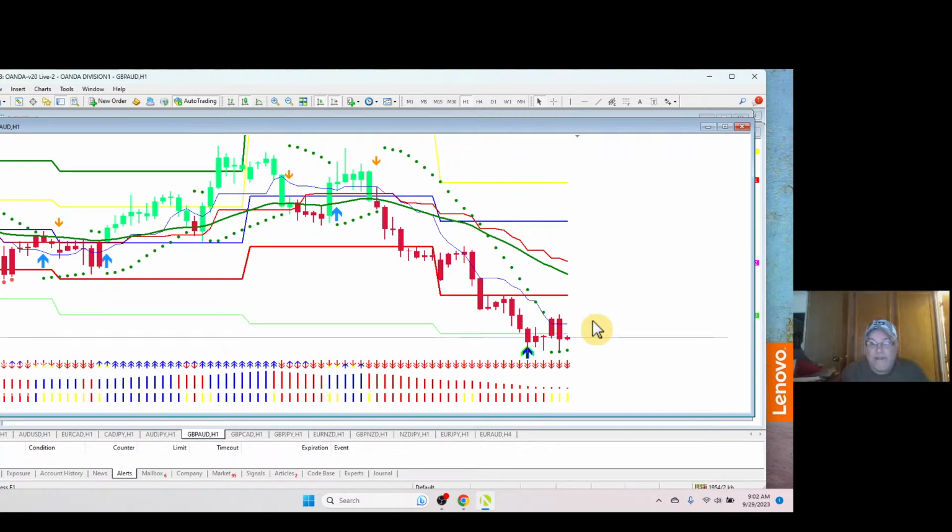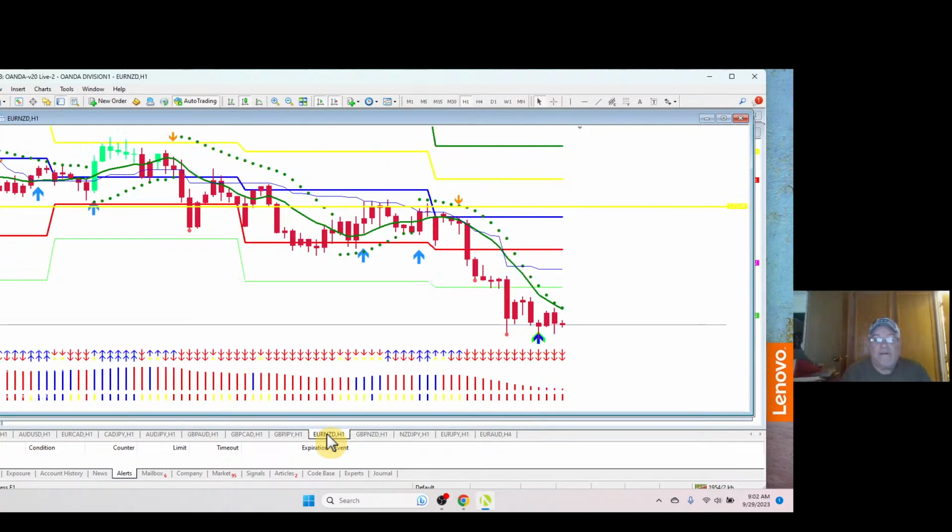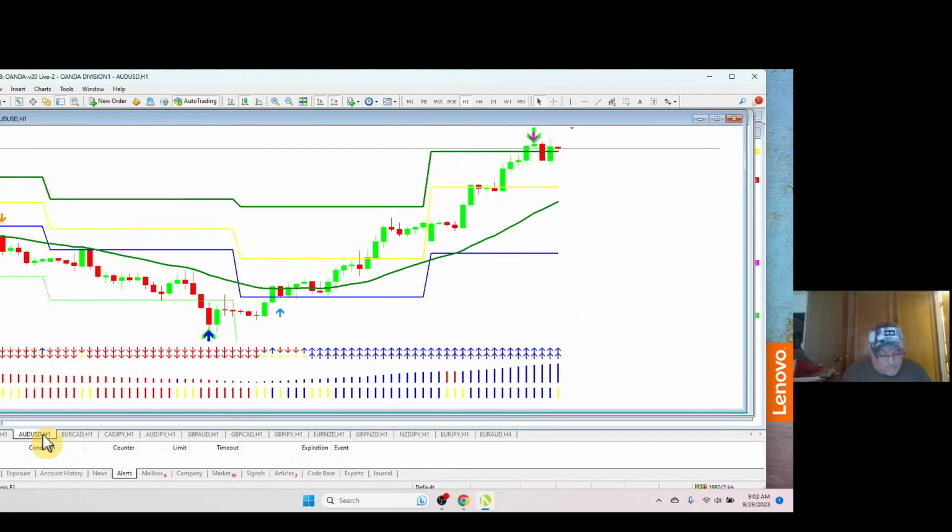And let's see, Euro New Zealand. The Pound New Zealand was a break even. Got to look for another opportunity on that. Couldn't get in the Pound New Zealand. Missed that one. The Aussie dollar is not doing anything.